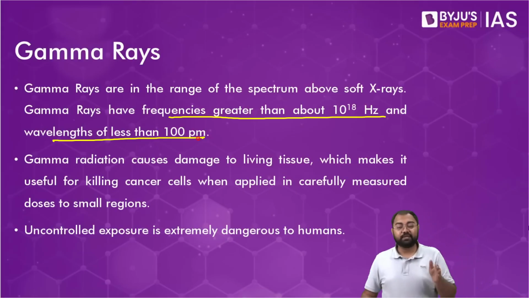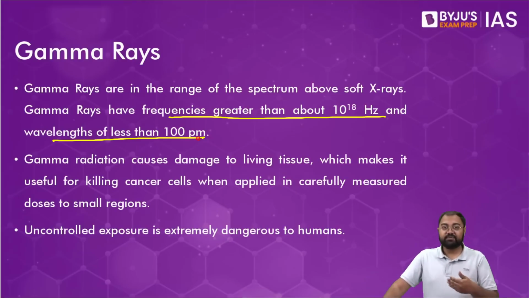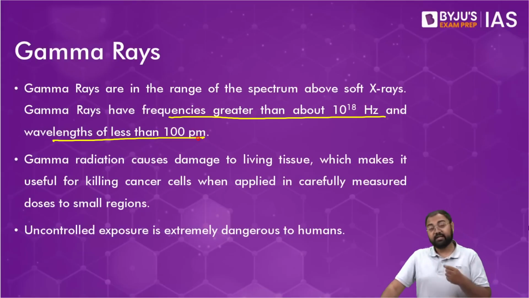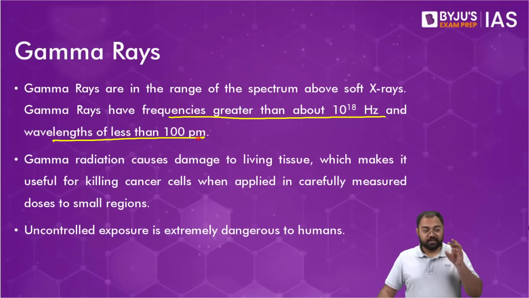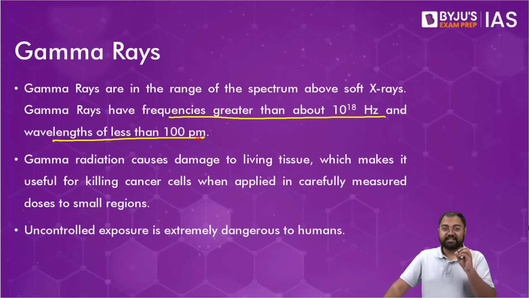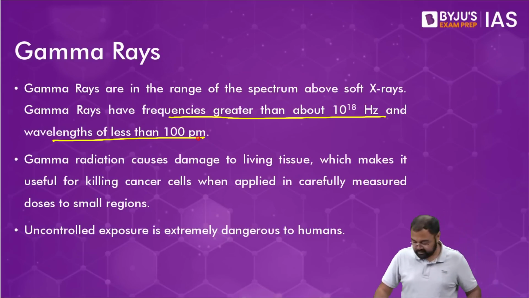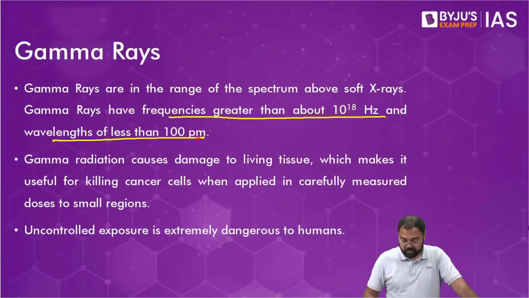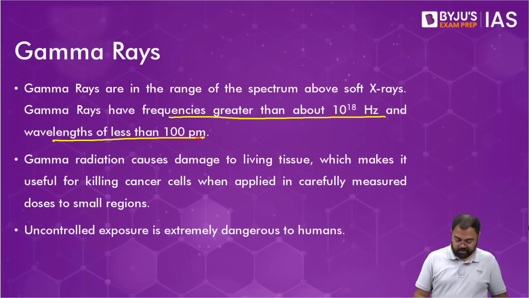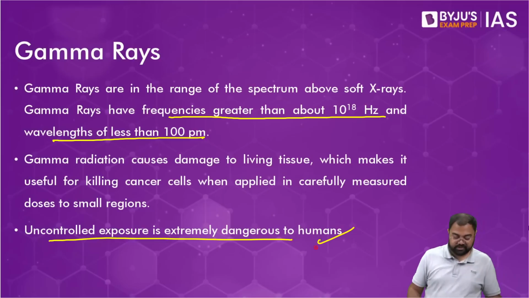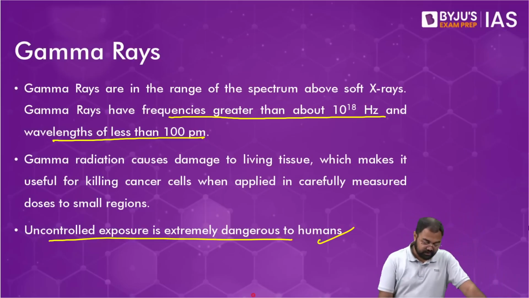Similarly, even in many radiation therapies, like the treatment for cancer or in chemotherapy, we see that gamma rays in a controlled manner can be useful, where a controlled amount of gamma rays will be passed through the cancerous cells so that we can kill those cancerous cells. So we find uses even in the case of gamma rays. But uncontrolled exposure, of course, will be extremely dangerous for human beings.